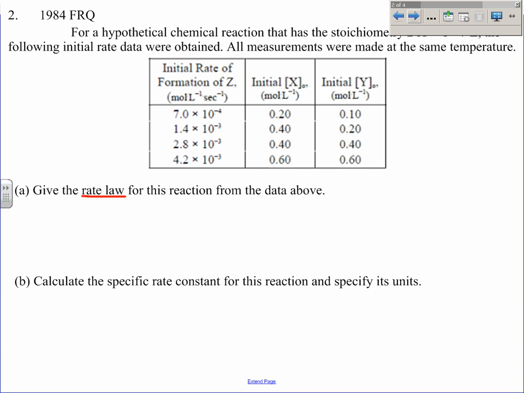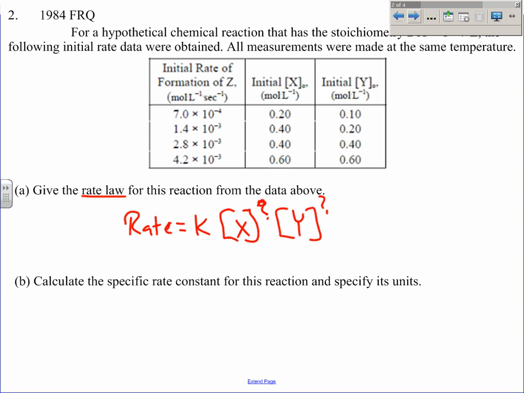If we want to find out what order it is with respect to x, because remember, the rate equals k times x to some power, question mark, times y to some power. And our job is to find out those two question marks. If I want to find out x, I want to look for a situation where y is constant. Well, if you take a look, y is never constant. Well, that's going to complicate the situation here just a little bit.